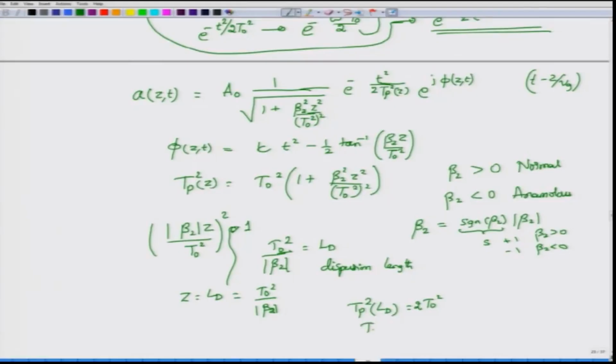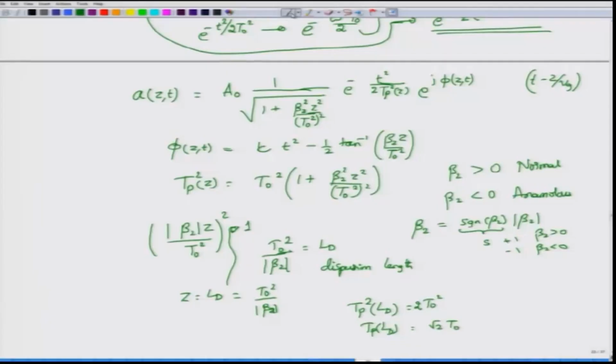Similarly, T p square is the square of the pulse width, but T p will be the pulse width, which will be square root 2 times t 0, which means that the pulse has actually expanded, the pulse width has increased by a factor of square root 2. And this distance L d, in the typical paraxial optics approach, is also called the Rayleigh distance, which represents the amount of pulse or the transverse profile that is broadened as the light from the laser emerges out.